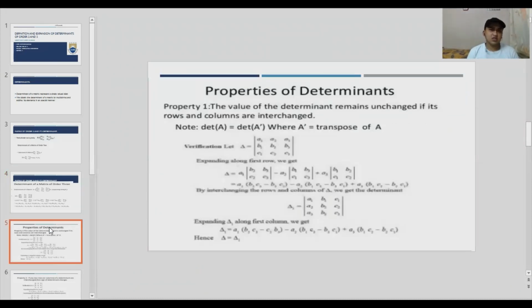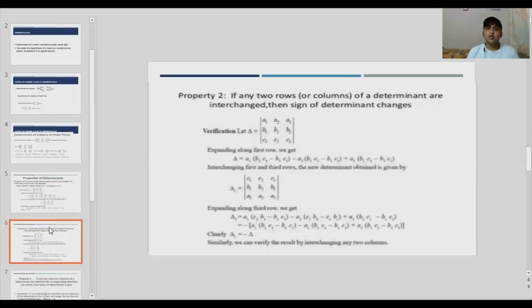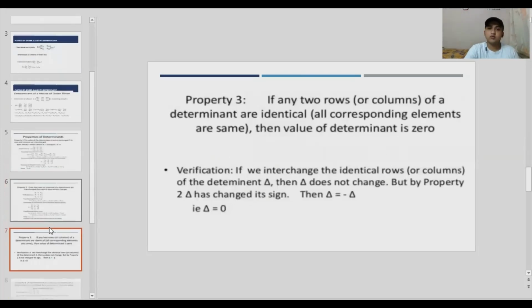There are several properties of determinants. Some of them are: the value of a determinant is unchanged even if the columns and rows are interchanged. Property 2. If any two rows or columns of a determinant are interchanged, then the sign of the determinant changes. That is, when we interchange two rows or columns, we can change its sign and we get the same value. If the sign is not changed, we get the negative value.